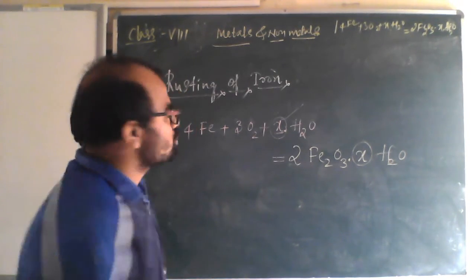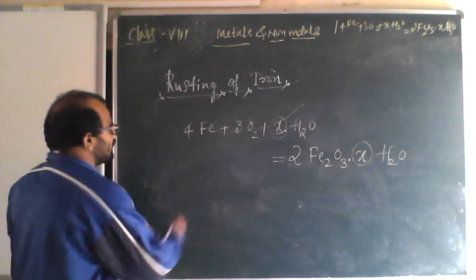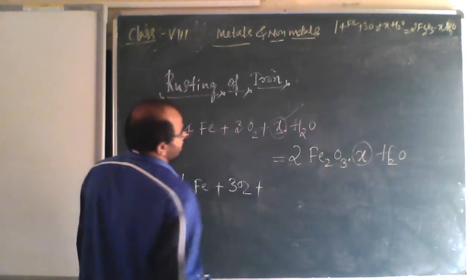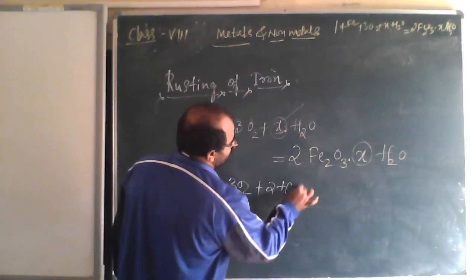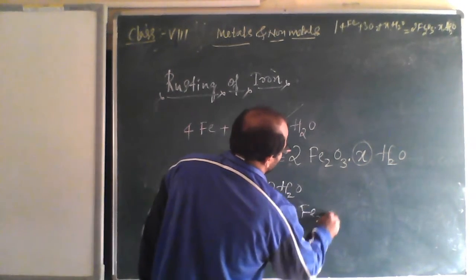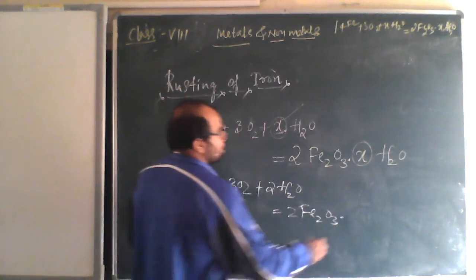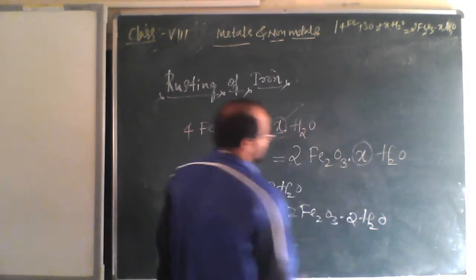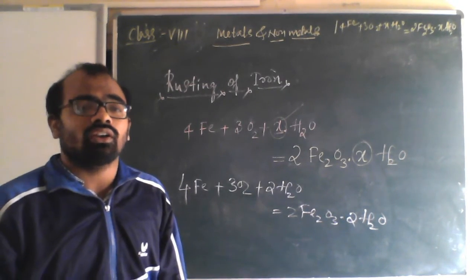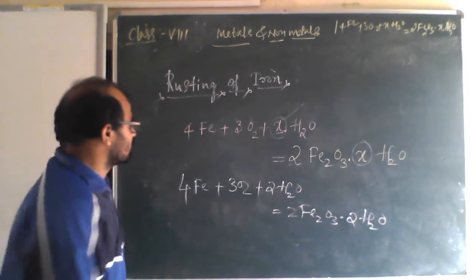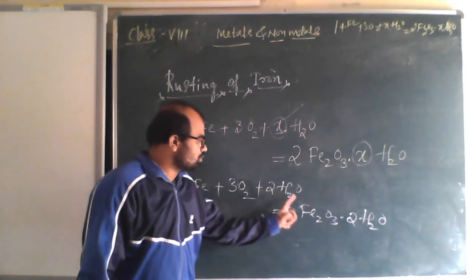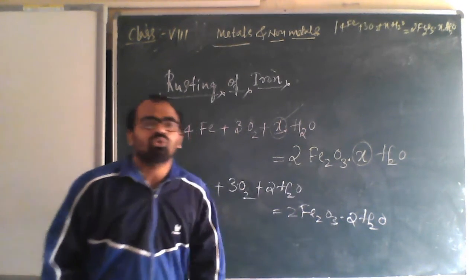So x you can write any number. For example, 4Fe will react with 3O2. For example, I will take two molecules of water. It is reacted with two molecules of water. So it will form 2Fe2O3 into two molecules of water. This is very, very important. This is called rusting of iron. So 4Fe reacts with 3O2 and 2H2O. It will form 2Fe2O3, 2H2O.